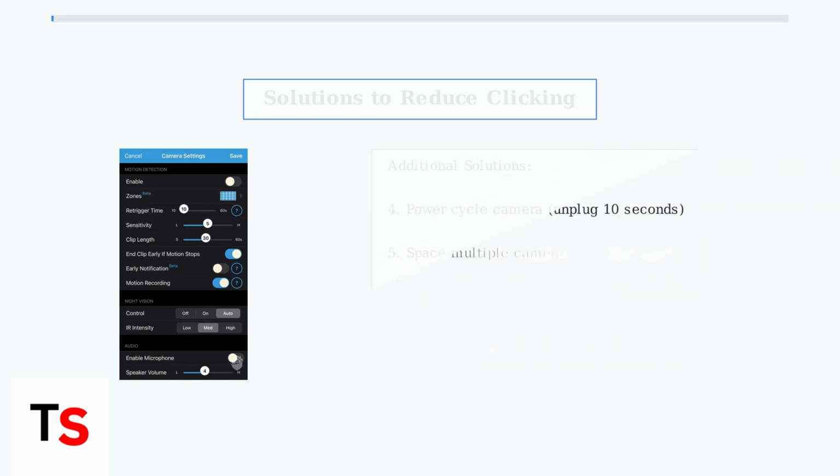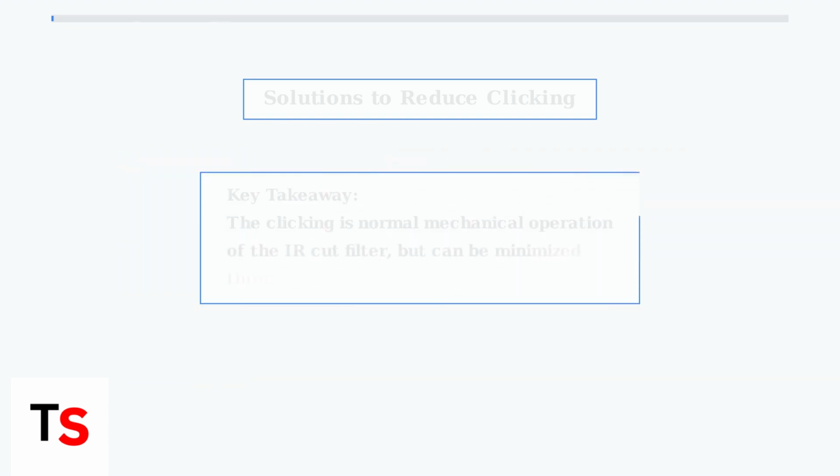Additional solutions include power cycling your camera by unplugging it for 10 seconds, ensuring adequate spacing between multiple cameras, and cleaning the infrared lens to prevent unnecessary adjustments. Many users have expressed frustration with the clicking noise, especially in quiet environments like bedrooms. Some consider it a design limitation.